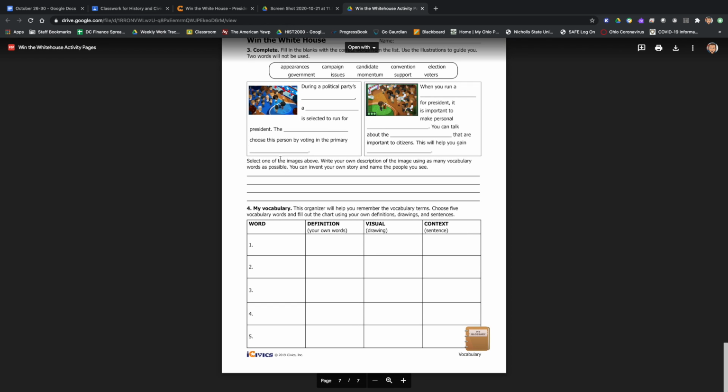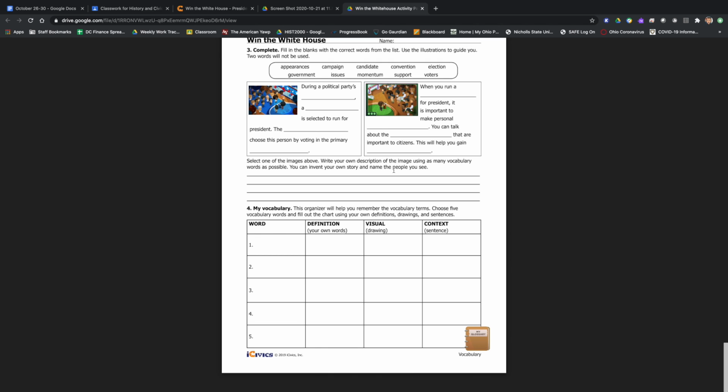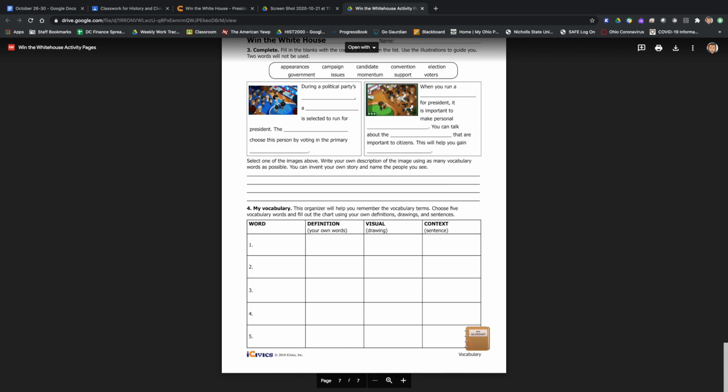Then select one of the images above. So either this image or this image. Write your own description of the image using as many vocabulary words as possible. You can invent your own story and name people you see. So describe one of these 2 using as many of these key terms that you possibly can.